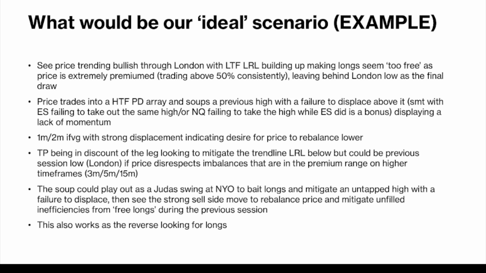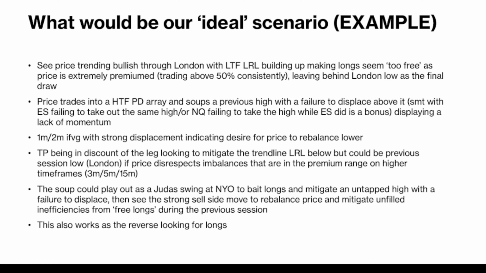So essentially, we'd like to see price trending bullish through London, leaving behind low time frame LRLR, or low resistance liquidity, building up as price trends higher, making longs seem too free as price is extremely premium, which means we're trading above the 50% consistently, leaving behind London's low and also Asia's low as the final draw, depending on if London mitigated it first before trending higher.